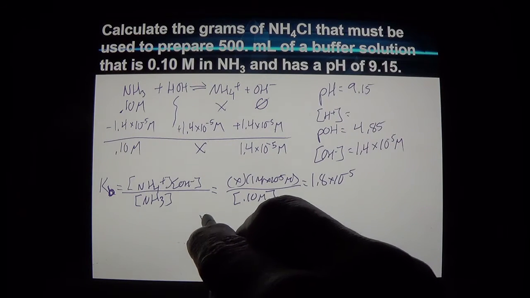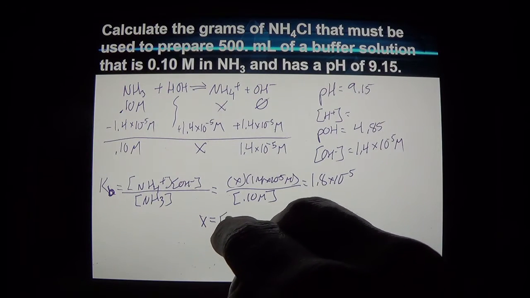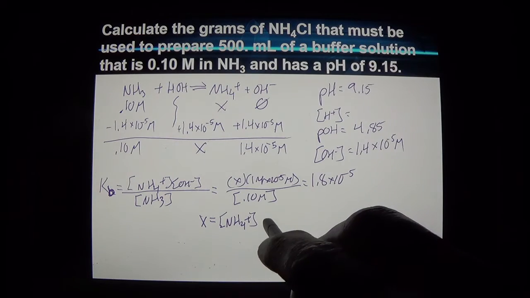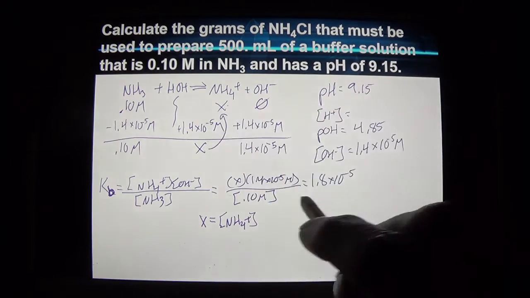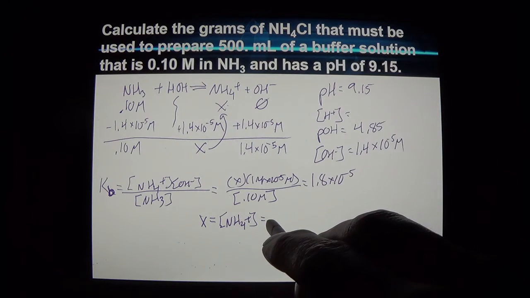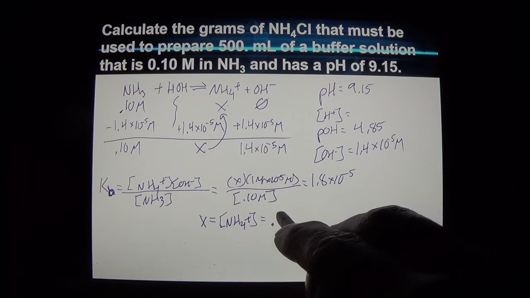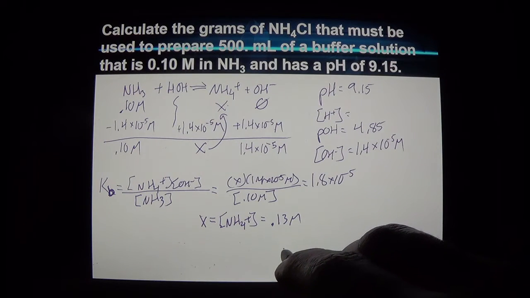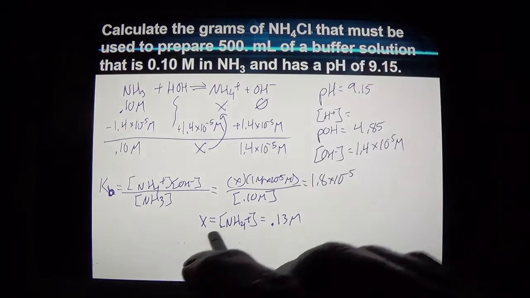Solving for x. And the real reason I'm solving for x is to find the concentration of ammonium that I originally started with. See where my x is? Okay, this x corresponds to that x. That tells me the original concentration of ammonium is going to be 0.13 molar. All right. Have not answered the question yet, though. That's the concentration of ammonium. I'm looking for grams of ammonium chloride.